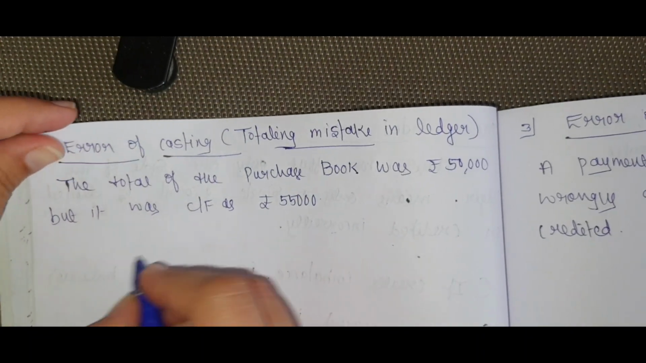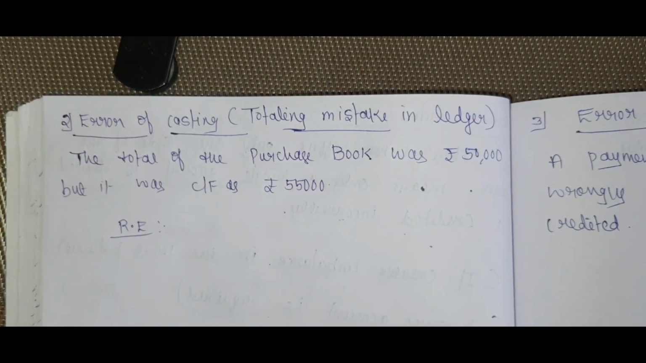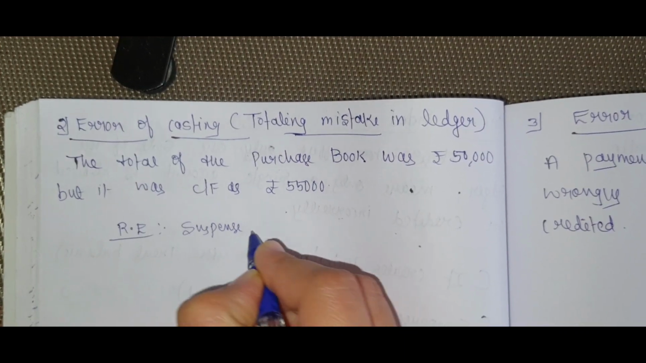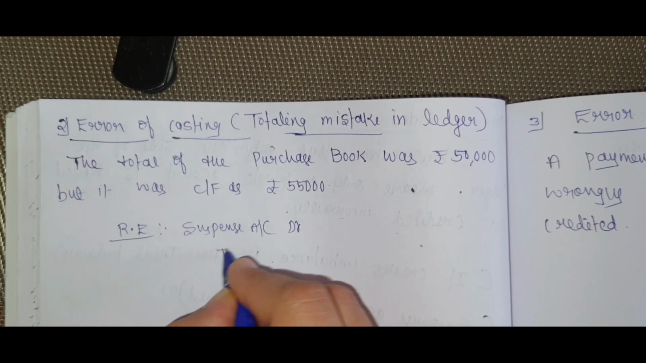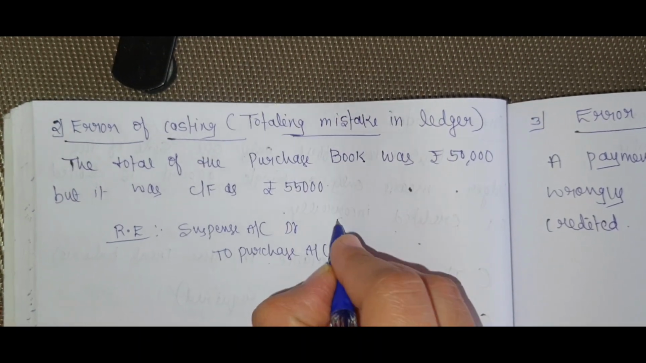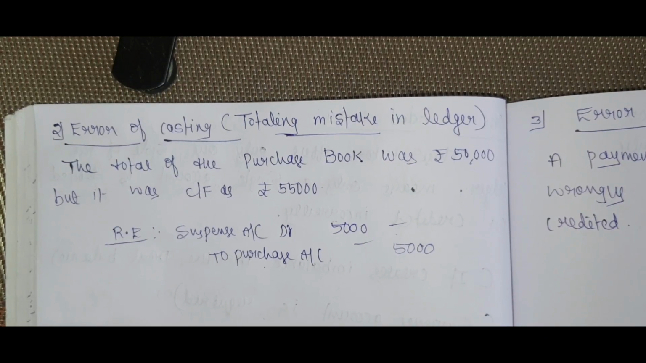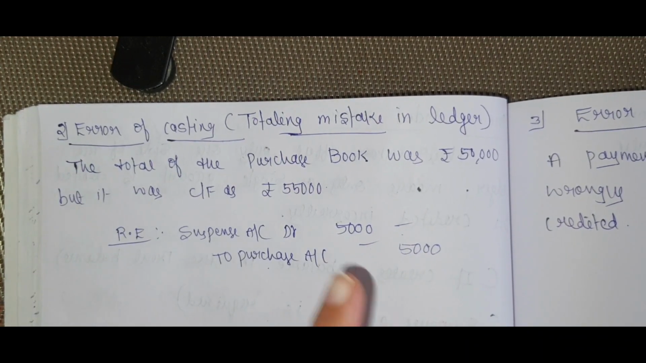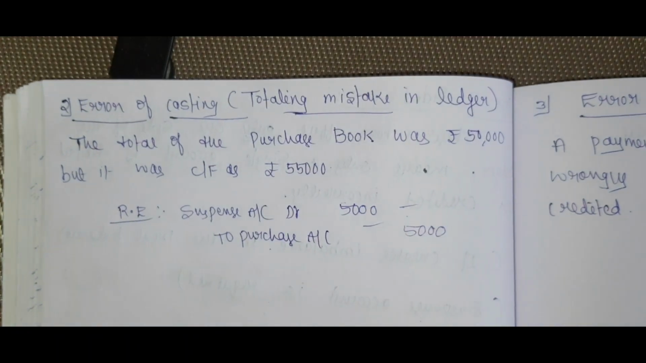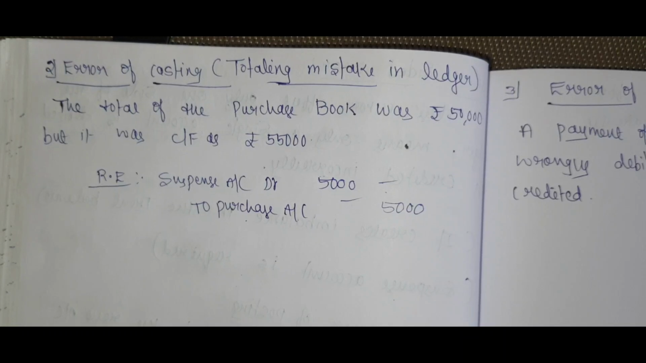So the rectification entry is: suspense account debtor to purchase account, rupees 5,000. We need to write down the difference. Being excess total of purchase book overstated by rupees 5,000. So we need to credit the purchase account to reduce it.